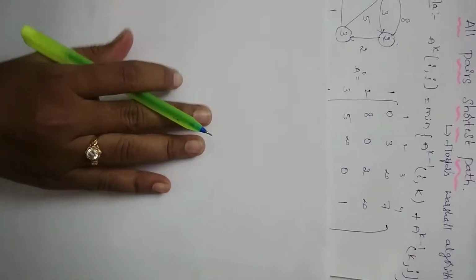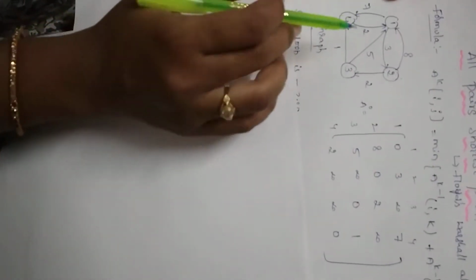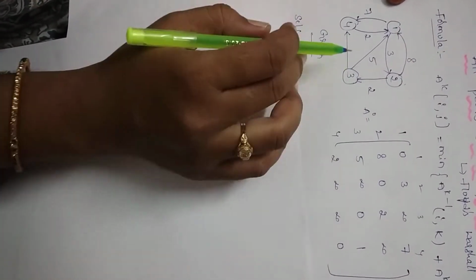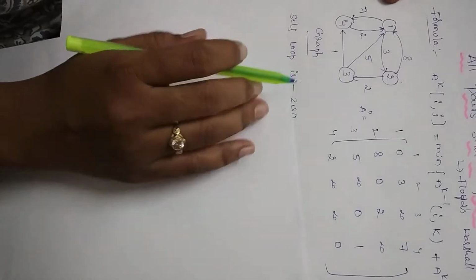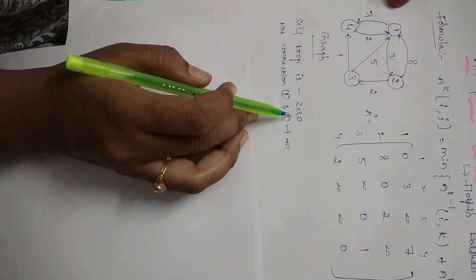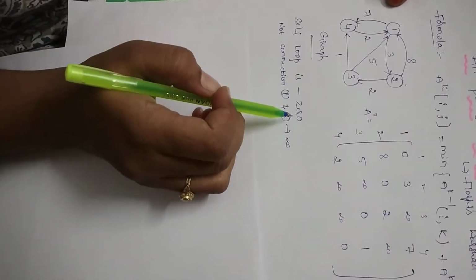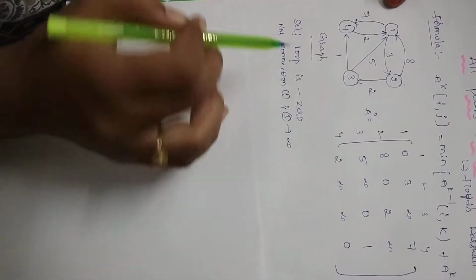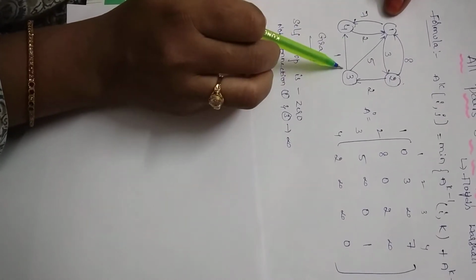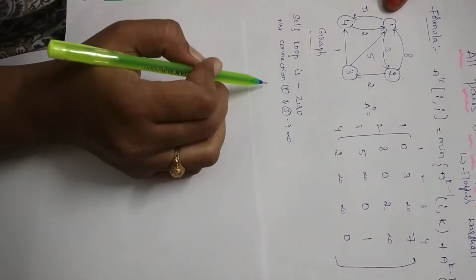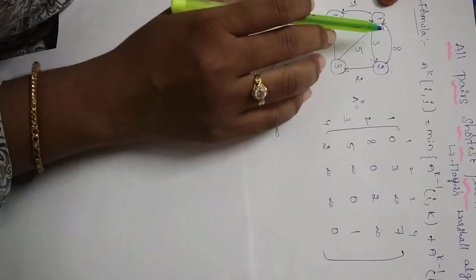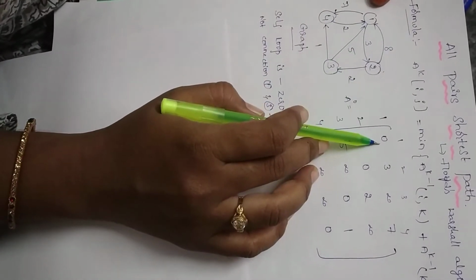Let's see the example. The graph looks like this: nodes 1, 2, 3, 4. We are representing the given graph in matrix form. Suppose a self loop is taken as 0. A self loop, that is a 1 to 1 connection, is not there, so we take it as 0. Next, if a connection such as 1 to 3 is not there, we take it as infinity. See the matrix form.